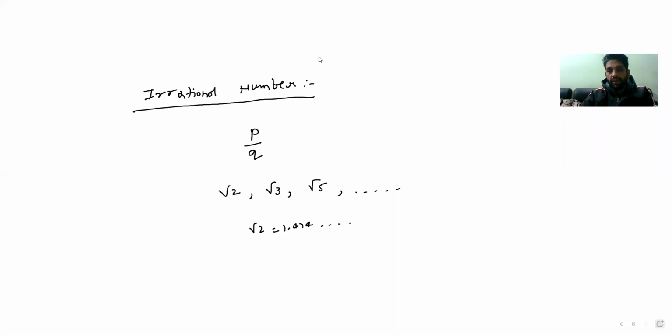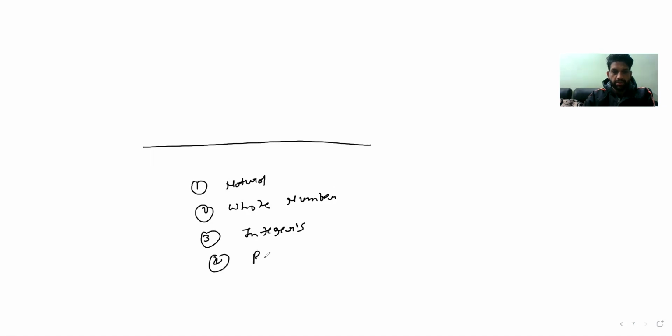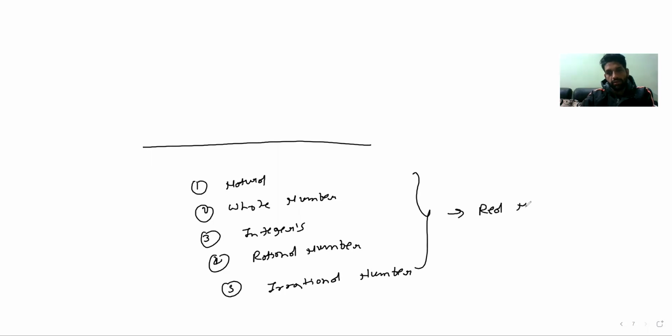And the collection of all the numbers like natural numbers, whole numbers, integers, rational numbers, and irrational numbers is called real numbers, because we can represent all these numbers in the number line. So this is called real numbers. Thank you very much.